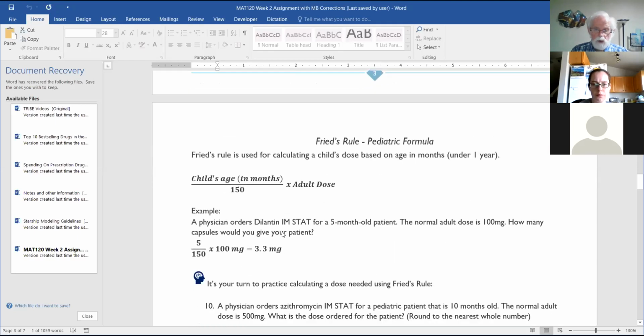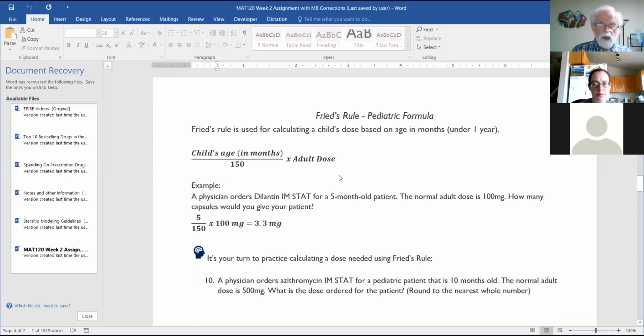The third rule that we have for looking at pediatric formulas is really for truly pediatric patients. These are patients that are basically a year-ish or less. They could be 13, 14 months if they're small, or if they're having other problems that mean that they're not growing well. So this is called Fried's rule, and we look at the child's age in months.